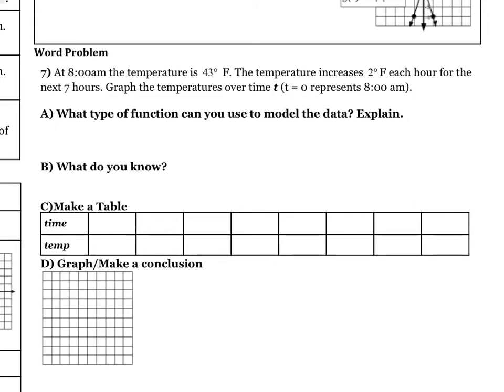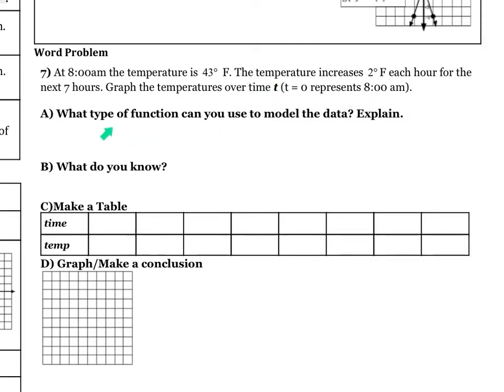Let's take a look at a word problem. At 8 a.m., the temperature is 43 degrees Fahrenheit. The temperature increases 2 degrees Fahrenheit each hour for the next 7 hours. We're going to graph the temperature over time. So T equals 0 represents 8 a.m., and we're going to use the variable of T.